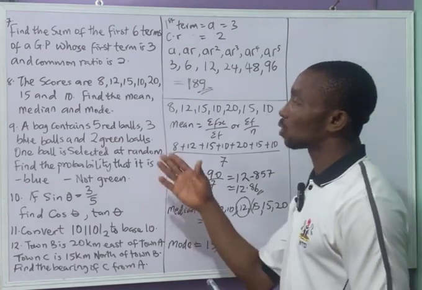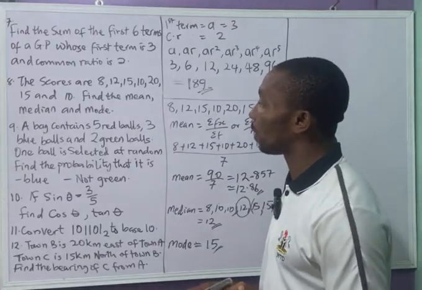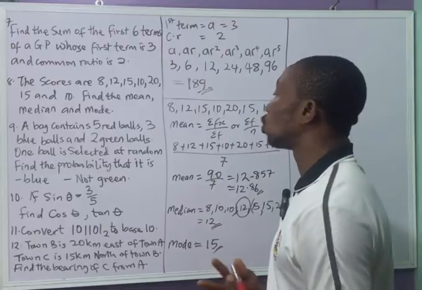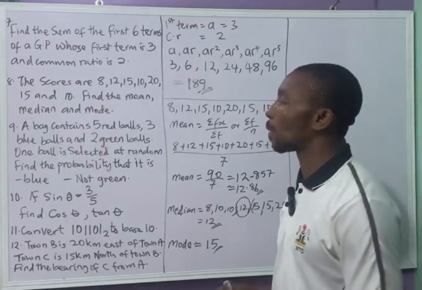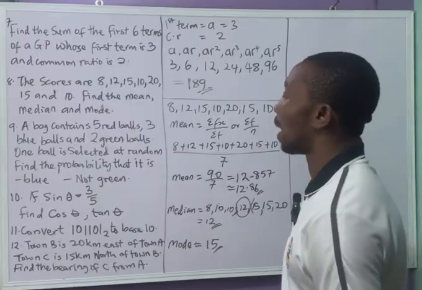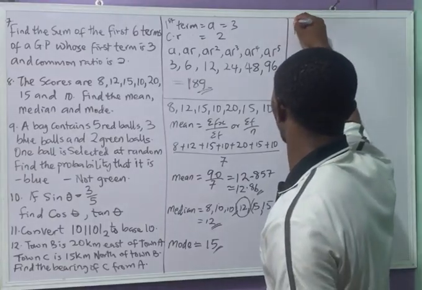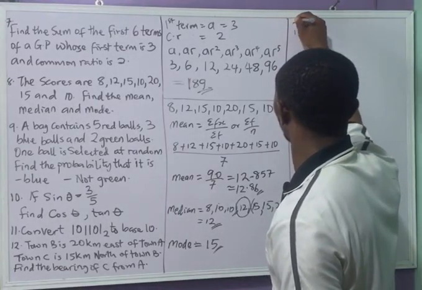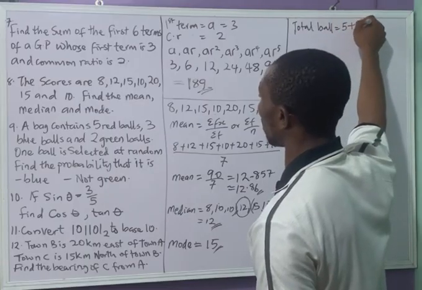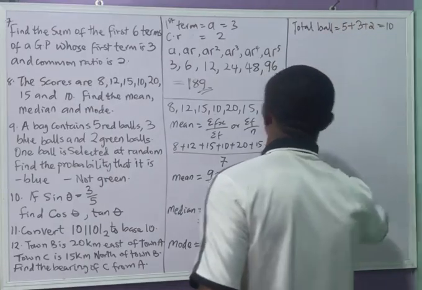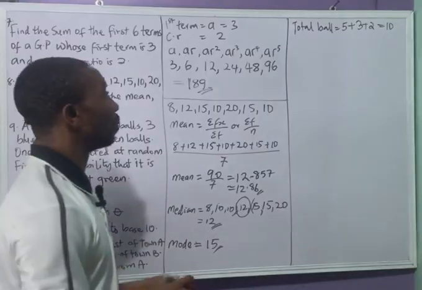Okay, now our next question says, a bag contains 5 red balls, 3 blue balls, and 2 green balls. 1 ball is selected at random. Find the probability that it is a blue ball and secondly, not a green ball. So let's look at probability. Our total number of balls is 5 plus 3 plus 2, so there are 10 balls in a bag.